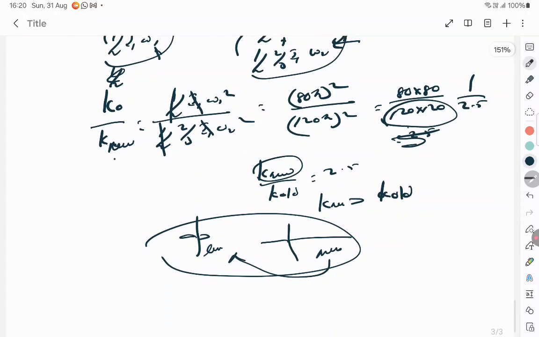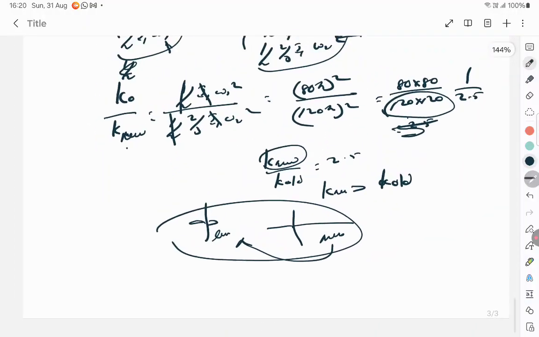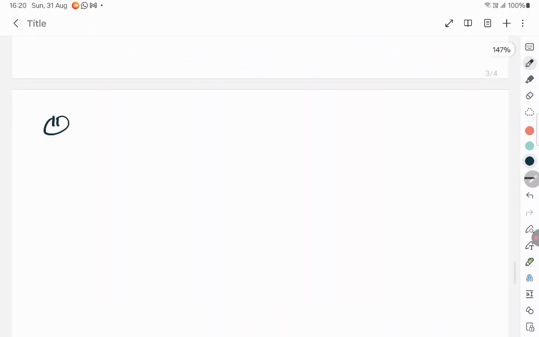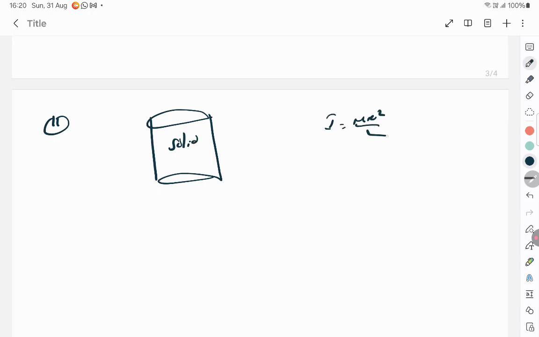So that makes it a very simple explanation. So let's go to the 11th question. A solid cylinder of mass 20 kg rotates about its axis. That's a solid cylinder, though. The moment of inertia of a solid cylinder is mr square by 2.